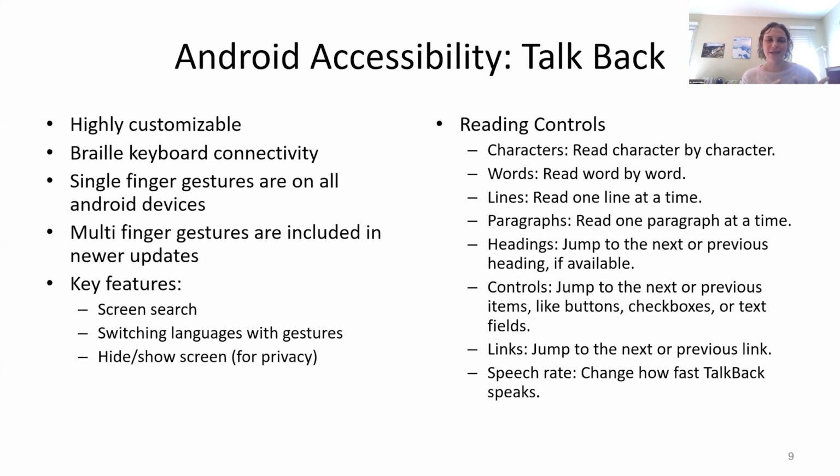In addition to those customizable features, there's actually really good reading controls available with TalkBack. So you can set your TalkBack to read character by character. If you're entering a username and password, that's a really helpful way to do it. You can have it read word by word. You can set it to read just one line of text at a time. I think most commonly people have it set to read a paragraph at a time. But you can also have it jump from one heading to the next if the website is encoded properly.